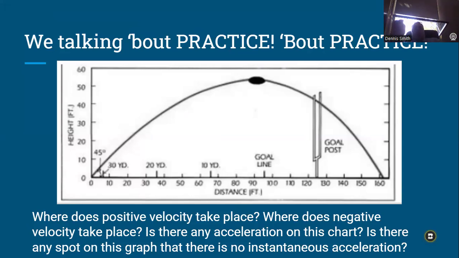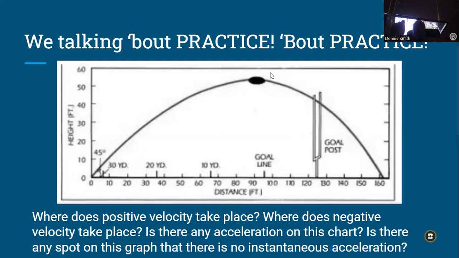Okay, so where does positive velocity take place? It takes place at the beginning because the velocity starts out constant. It's still positive in nature, but it is slowing down. Okay, so where does negative velocity take place? After the apex. It's coming down. What's working on the ball? Gravity is working on the ball.